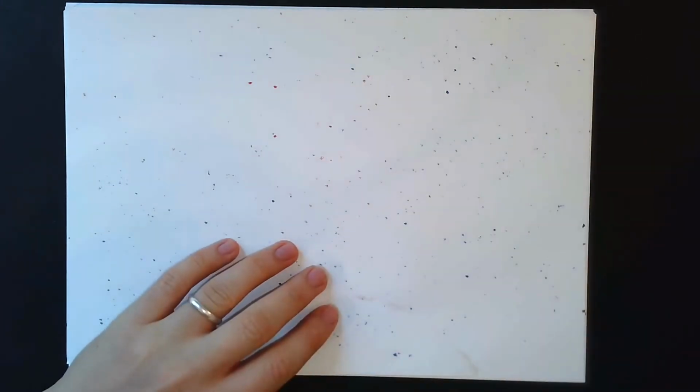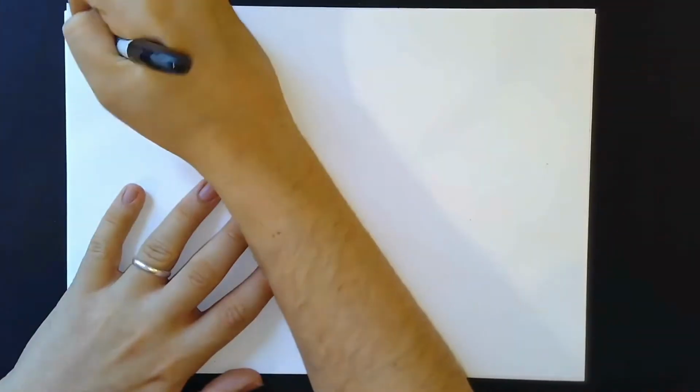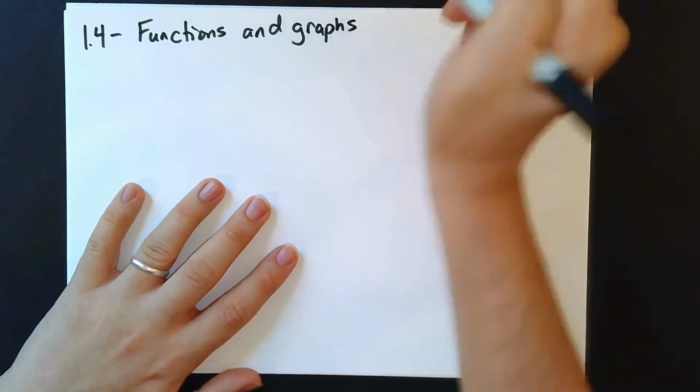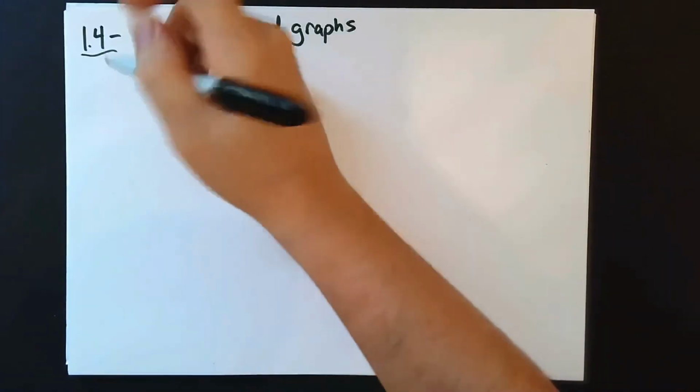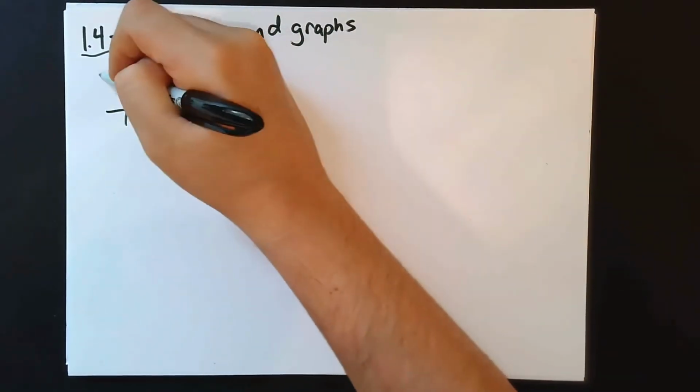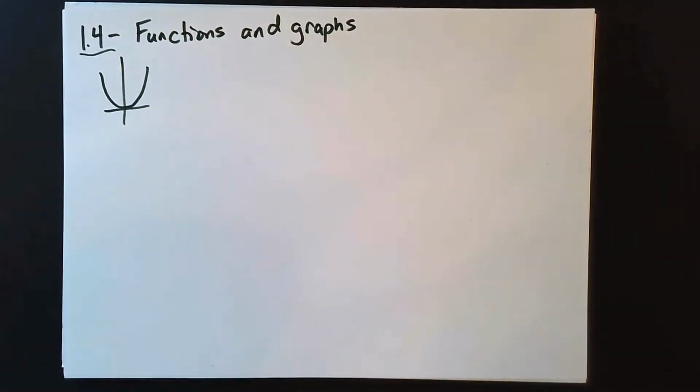So to start with, let's go to section 1.4. And section 1.4 is about functions and graphs. And roughly speaking, this is about how whenever you hear x squared, you probably at the back of your head have some picture that looks kind of like this. So we're going to connect all of these various pieces.